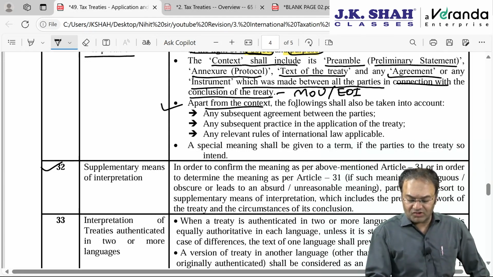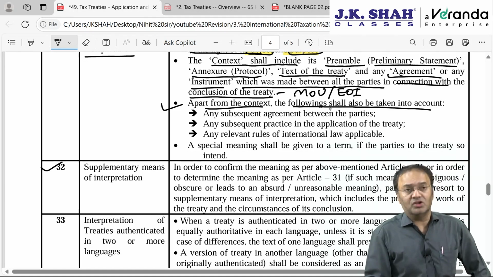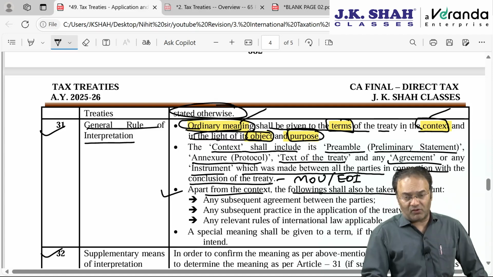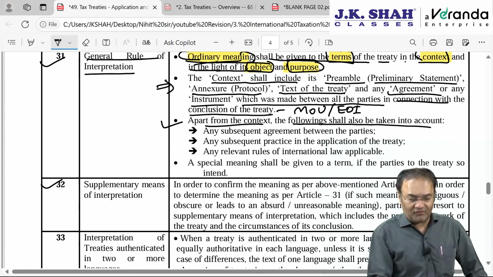Apart from the context, the following shall also be taken into account. When you are interpreting a particular word, give ordinary meaning to each term by having reference to the context in which it is used and in the light of the object and purpose for which it is used. Context can be derived from the treaty, MOU, EOI, preamble, protocol, and apart from the context also keep in mind the subsequent agreement between the parties.